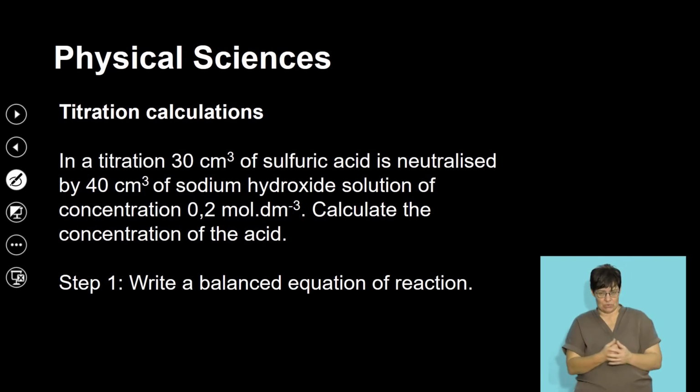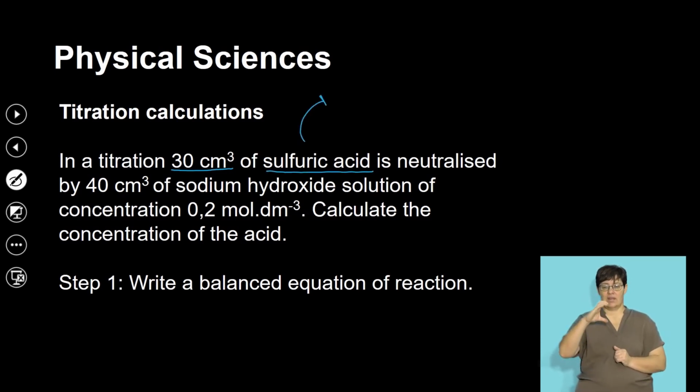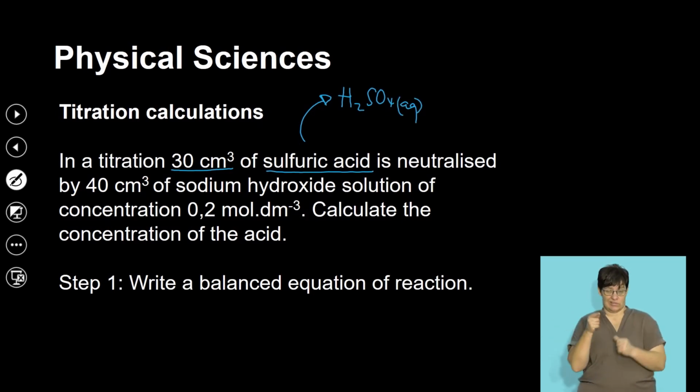It says here, in a titration, as an example, that the volume is 30 cubic centimeters of sulfuric acid. So this is our acid, okay? One thing for sure, we must go back to the chemical formula. This is H2SO4. It's an aqueous solution. So the correct chemical formula will have a lot of implications as far as the balanced equation is concerned. If the formula is incorrect, it will also affect how we balance that equation of reaction.